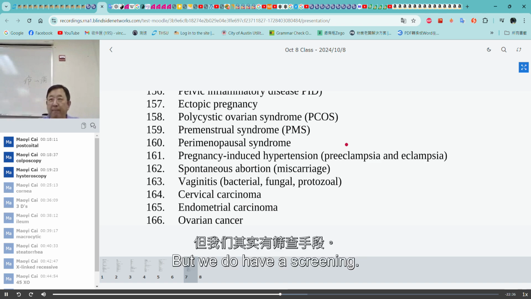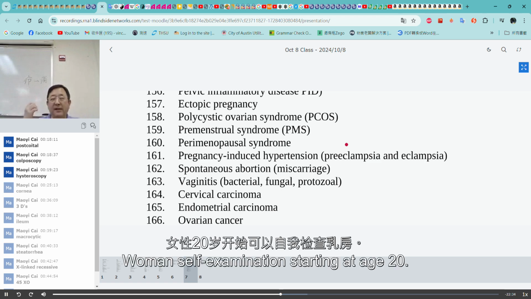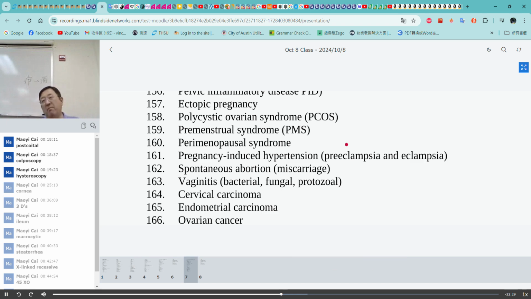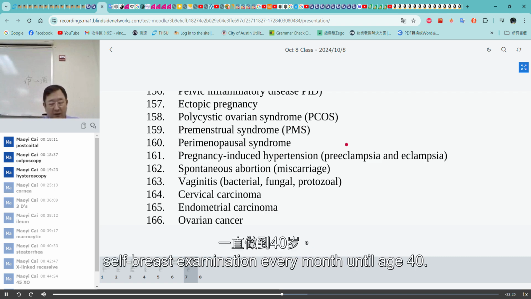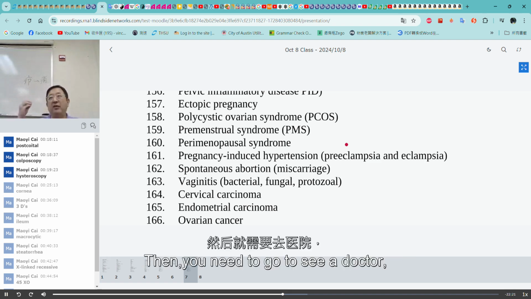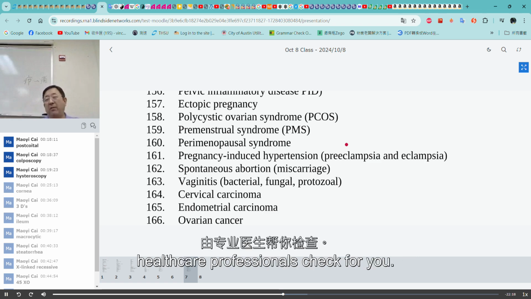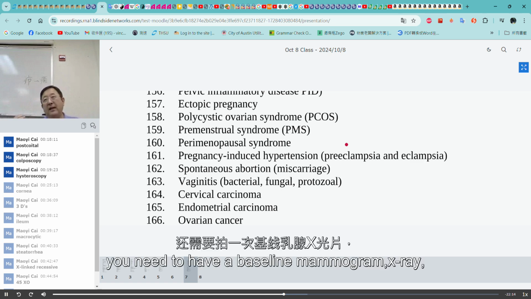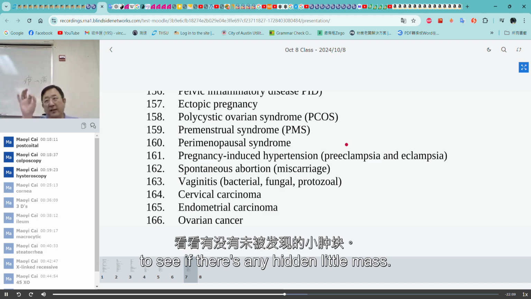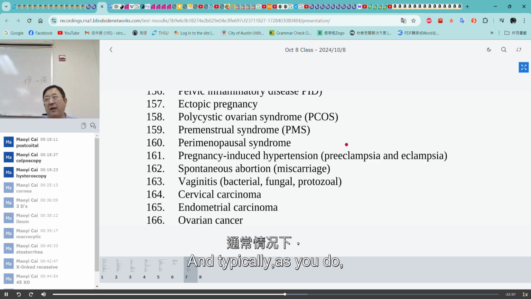But we do have a screening. Women should do self-examination starting at age 20. Monthly self-breast examination every month until age 40. Then you need to go see a doctor, a healthcare professional, to check for you. At the same time, you need a baseline mammogram, an X-ray, to see if there's any hidden little mass. And typically you do it once a year.